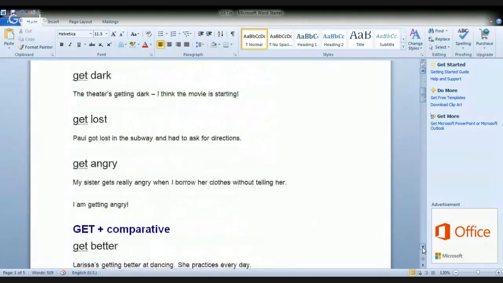All right, so we'll move down a little bit. Get lost is our next example here. Paul got lost in the subway and had to ask for directions. So he got lost. He didn't know where he was and didn't know where to go. Okay. Was there ever a time you got lost, Ken?